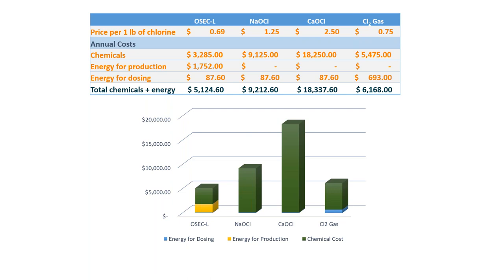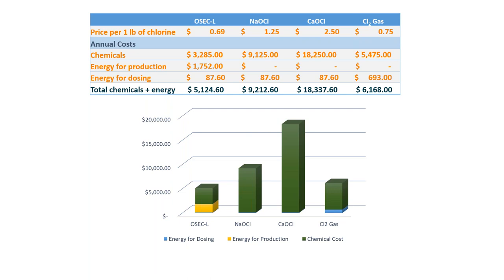So based on our annual costs, we did an analysis of the annual cost of producing sodium hypochlorite using our system compared to buying sodium hypochlorite and other chemicals in bulk. As you can see, under chemical, the only chemicals that we are using are water and salt to produce sodium hypochlorite, whereas if you're buying in bulk, the chemical cost is much higher. Under energy for production, we will definitely require a certain amount of energy to convert the salt to sodium hypochlorite.